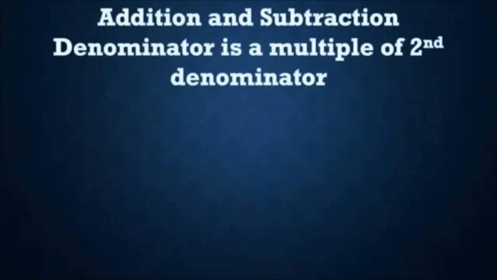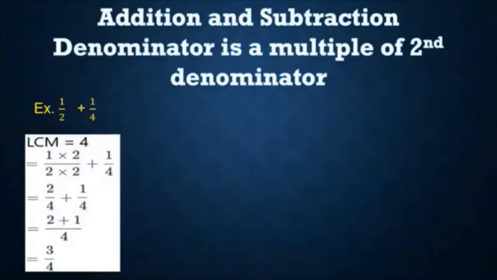Now what if you want to add or subtract fractions where one denominator is a multiple of the second denominator? For addition, we'll choose 1 by 2 plus 1 by 4. Notice that 4 is a multiple of the denominator 2. The LCM of 2 and 4 will be 4. So it will become 1 into 2 by 2 into 2 plus 1 by 4, which is 2 by 4 plus 1 by 4. That will become 3 by 4. Therefore, 1 by 2 plus 1 by 4 is equal to 3 by 4.